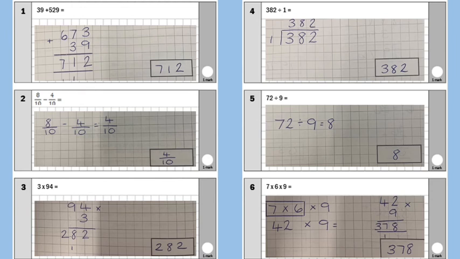Question number 4, we've got 382 divided by 1. Again, I've written the method out so you can see, but realistically, any number that is divided by 1 is going to be exactly the same number.